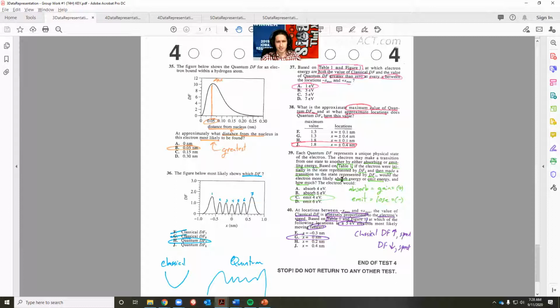35, 36, and 39, I thought were pretty easy questions. See where they are, though. They're at the end of the test. You might have guessed on these. So one of the things that we're going to talk about in the course is the need to make sure you do these data representation passages because they're going to be the easiest all the time.